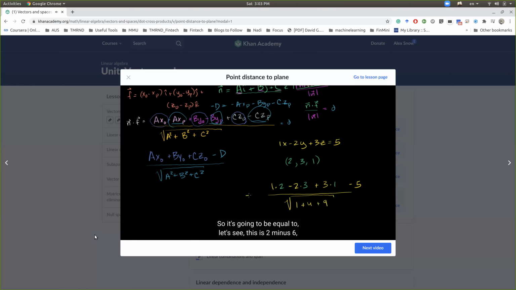So it's going to be equal to, let's see, this is 2 minus 6, or negative 6, and then plus 3, and then minus 5. So 2 plus 3 is 5, minus 5, so those cancel out. So this is negative 6. So it's equal to negative 6 over the square root of 5 plus 9, which is 14, over the square root of 14. And you're done. So hopefully you find that useful, and hopefully we can apply this in other example problems.